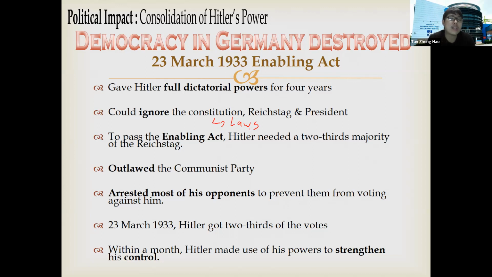So one way to do it was that he made the Communist Party illegal and arrested his opponents. And on 23rd March 1933, after his opponents were eliminated, he was able to get 2/3 of the votes, and he was able to give himself full power.